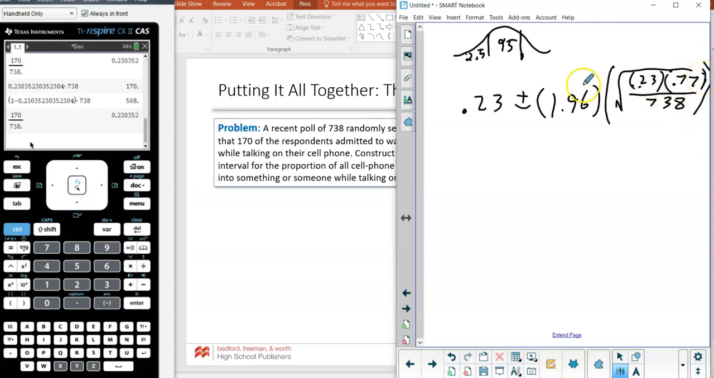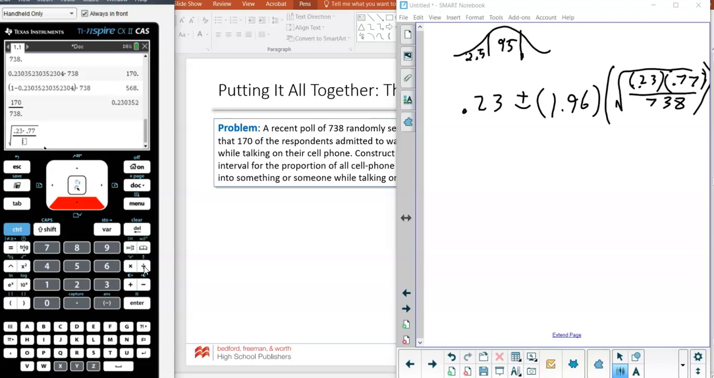Okay, so then you get your calculator out. Let's do that first part. So square root, control divide. So 0.23 times, I guess I'm not using the exact number there, I'm okay with that, 0.77. As long as you show your work, we're okay with a little bit of rounding. Over 738, so we get that number.